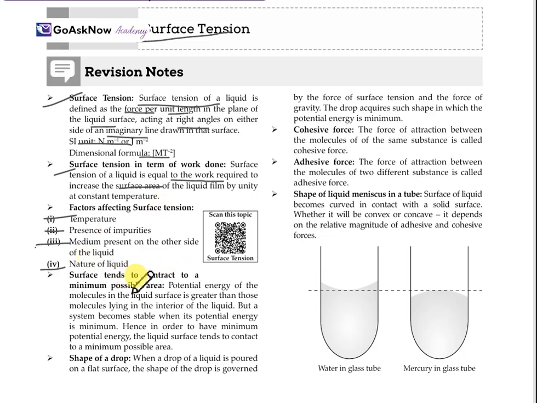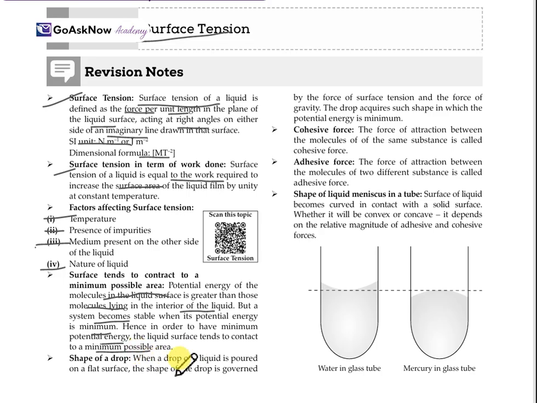Surfaces tend to contract to the minimum possible area. The potential energy of the molecules in the liquid surface is greater than that of the molecules lying in the interior of the liquid, but a system becomes stable when the potential energy is minimum. Hence, in order to have minimum potential energy, the liquid surface tends to contract to the minimum possible area.